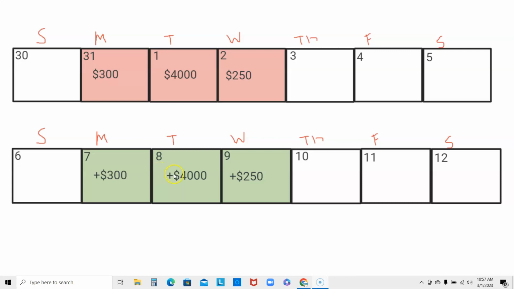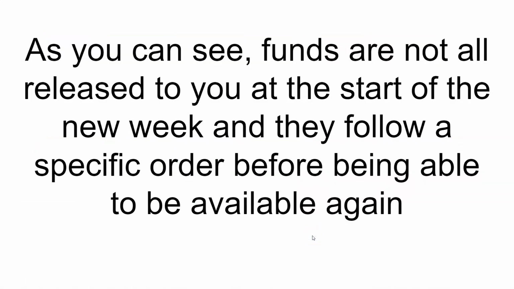And then on Tuesday, if no other deposits come in, the $4,000 that we received on Tuesday the 1st becomes available to us again to receive. So that $4,000 gets added to the $5,750, bringing us back to $9,750 available. And then on Wednesday, it's 7 days from the prior Wednesday on the 2nd. That gets added to the $9,750 that we had available yesterday, bringing us back to a total of $10,000. So hopefully that is clear. As you can see, funds are not released to you at the start of the new week. They follow that very specific order before being available again.